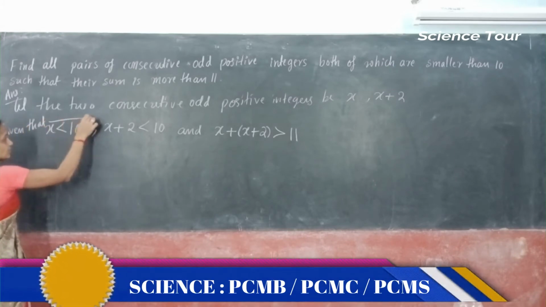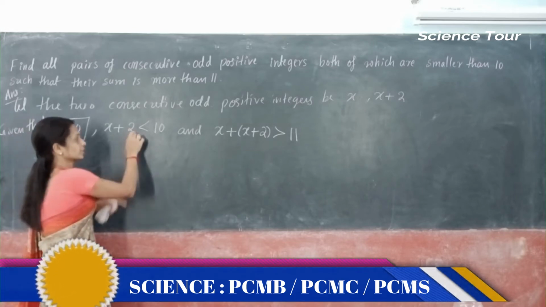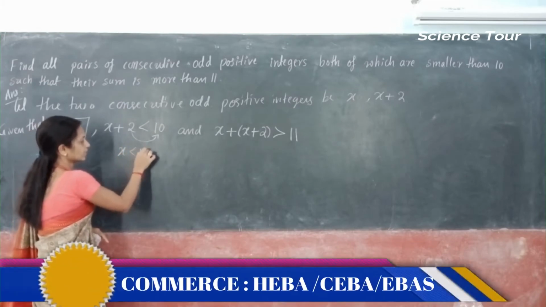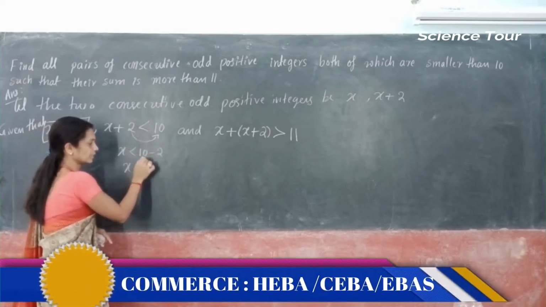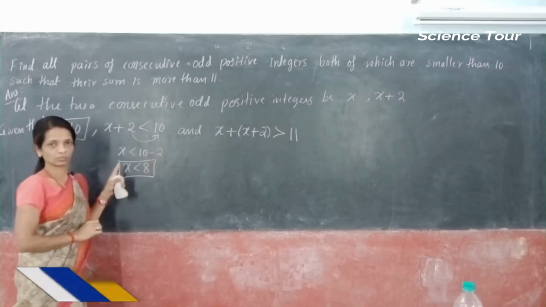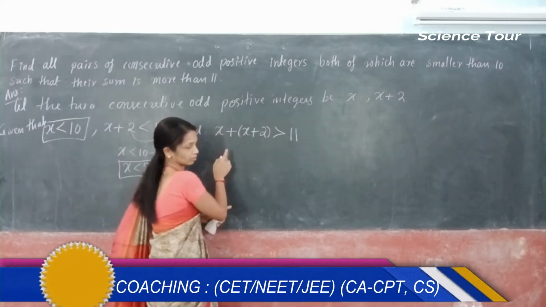Okay, x less than 10, that is already in simplest form. Now simplify this by taking the 2 to the right side. So then you will get x less than 10 minus 2, so x is less than 8. Okay, so this is another condition for x. Simplify this, and then you will get a third condition on x.